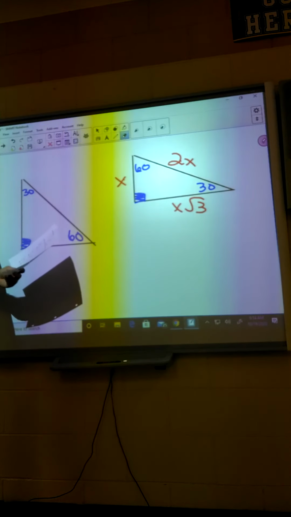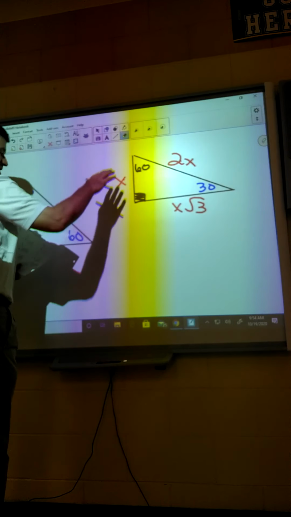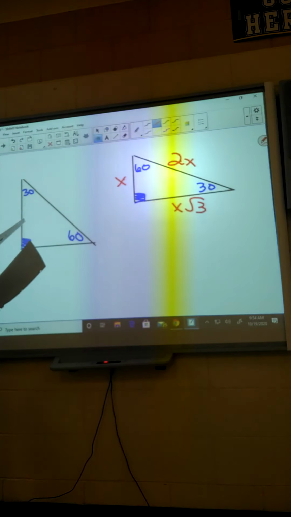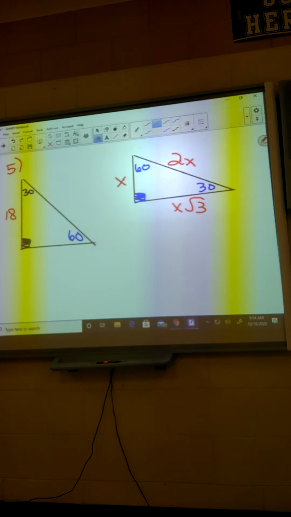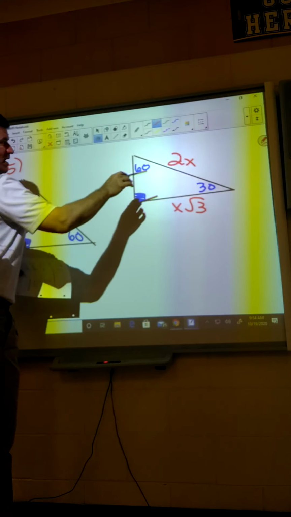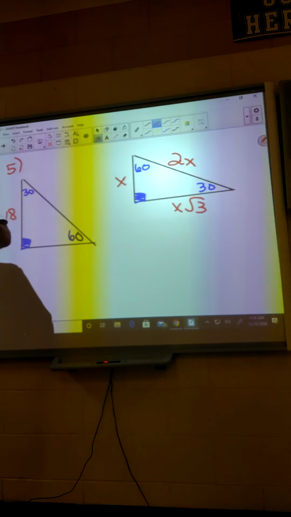Now, what I should have done was write the example that they have on your page. I should have wrote that example up here. That would have solved a lot of issues, but I didn't think ahead. All right, which side's 18 on, Michaela? 60. Good. So the formula says if you want to go from the 60 to the 30, divide by root 3.